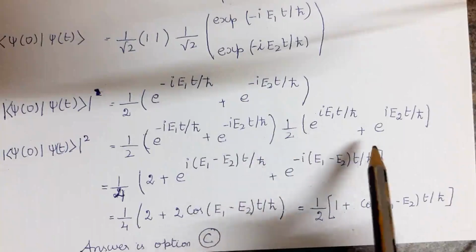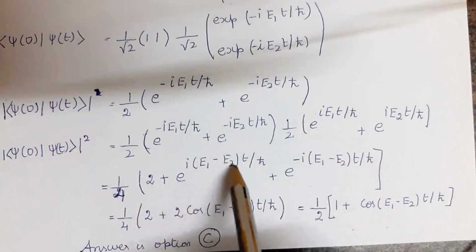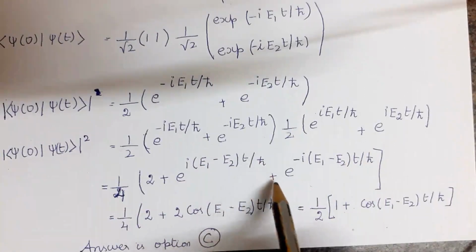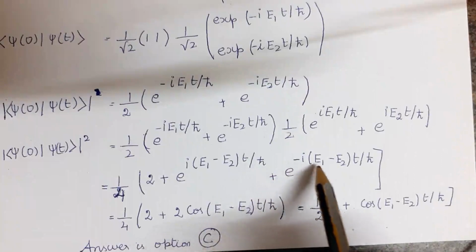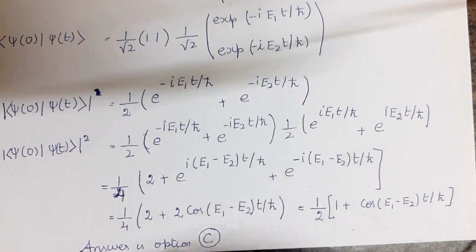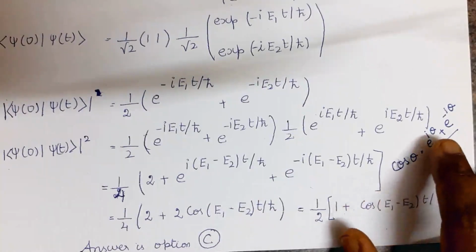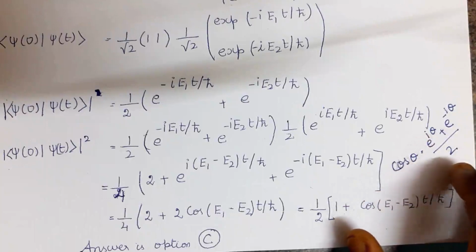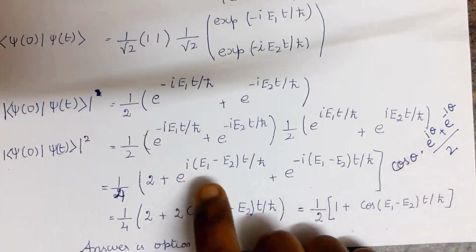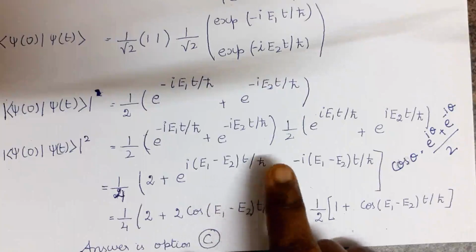By multiplying these two terms we will be getting 1/4 [2 + e^(i(e1 - e2)t/ħ) + e^(-i(e1 - e2)t/ħ)]. So this is of the form cos θ = (e^(iθ) + e^(-iθ))/2. Here the θ value is (e1 - e2)t/ħ.